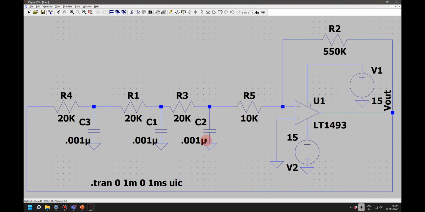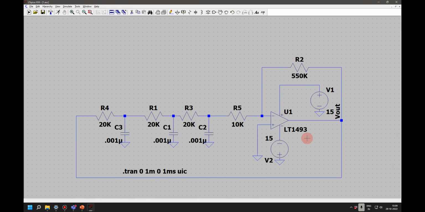Okay, so now if you see what I have done here, this is an inverting amplifier. I have used this 10K and 550K to adjust the gain of the amplifier, and then I have used this RC network to give the phase shift. So you see there is only a power supply. I have given a minus 15 here, plus 15 here, and an op amp, and RC here, and R5 and R2 out here are to adjust the gain of this amplifier.